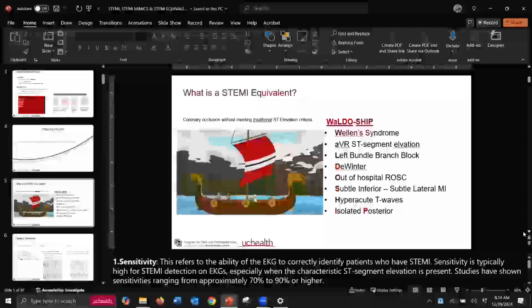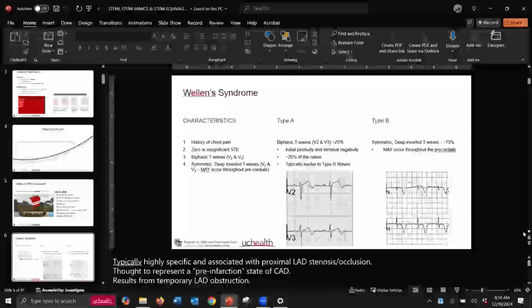Andra, what are you doing at Anschutz? Are you activating cath labs based upon equivalence? We are not, but we are discussing it with interventional cardiology when a question comes up. Gotcha. Okay, cool. So maybe over the next 2 or 3 years, we'll start adding those into our STEMI alert criteria. Hopefully. Okay.